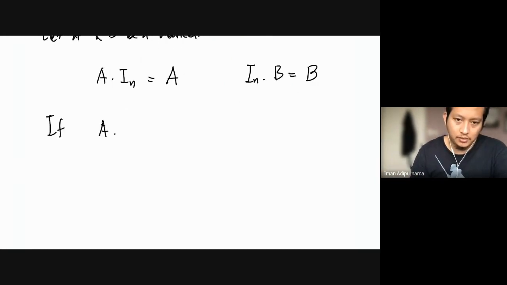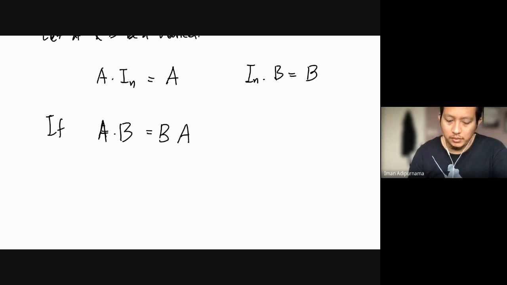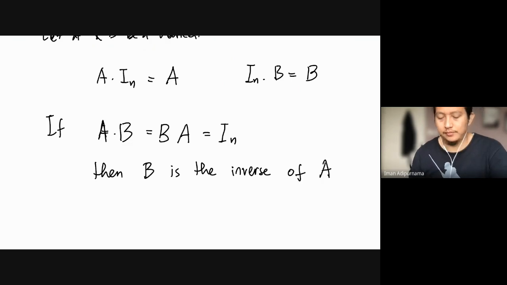And if A multiplied by B is the same as B multiplied by A, and this is the same as the matrix identity, then we can say B is the inverse of A.